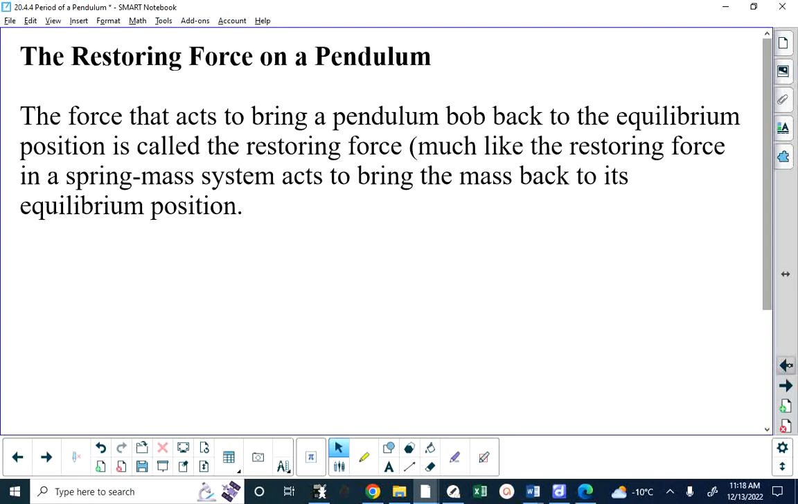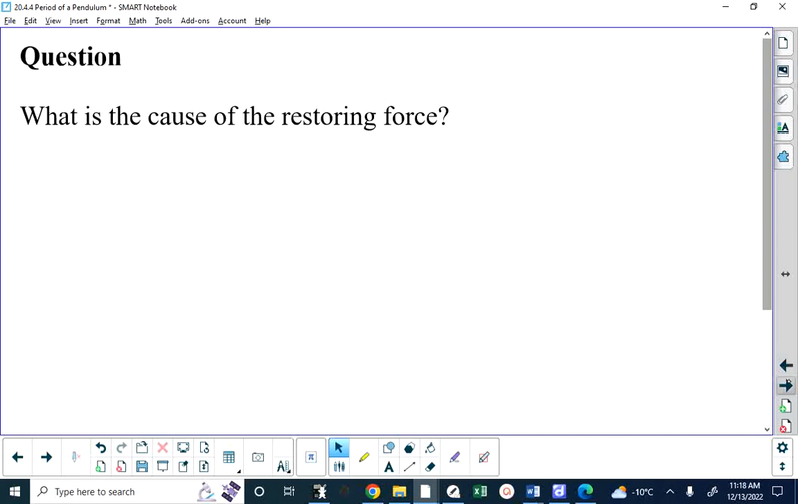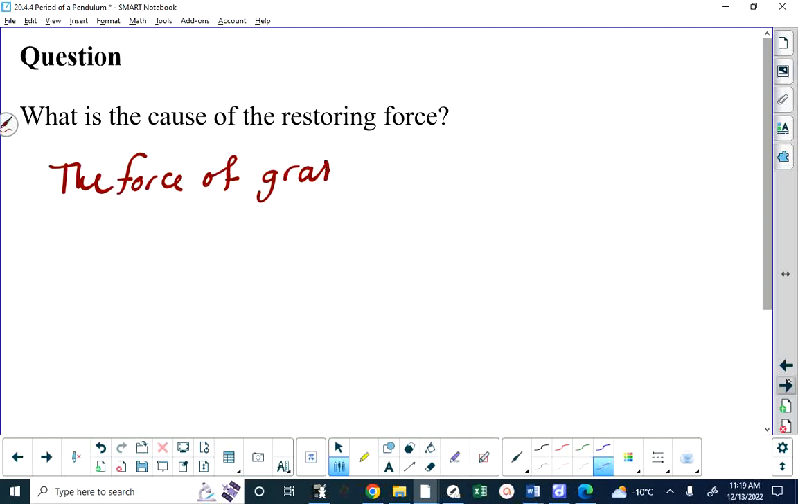So going back to our notes and just reading through this, the force that acts to bring a pendulum back to the equilibrium position is called the restoring force. What is the cause of the restoring force? The force of gravity. But the force of gravity is not the restoring force. The restoring force has to be a force that acts in the direction towards the equilibrium position, and gravity doesn't act in that direction. So the example we're going to do here will teach you how to determine the restoring force.